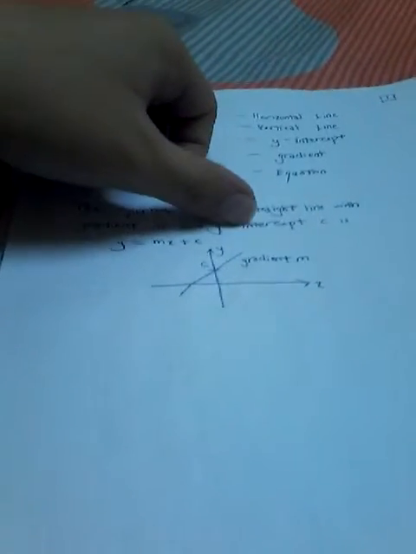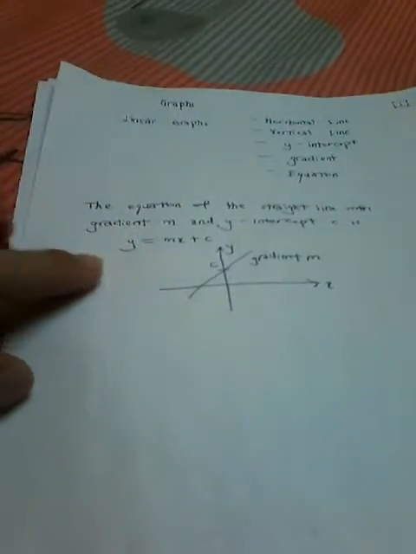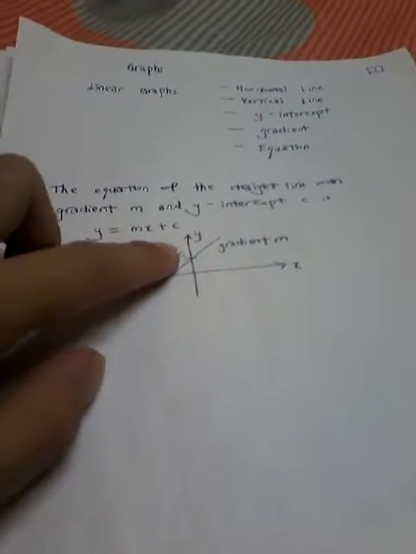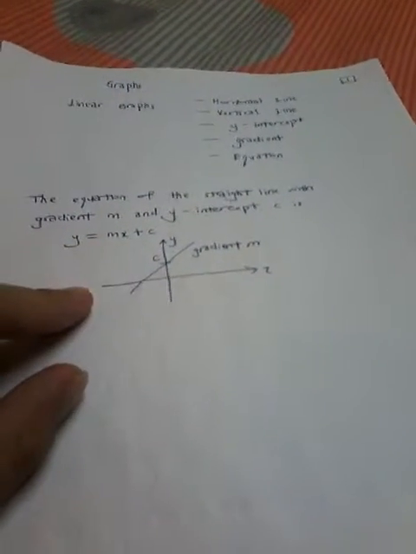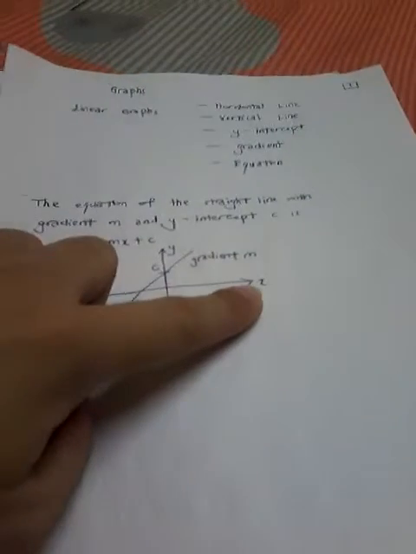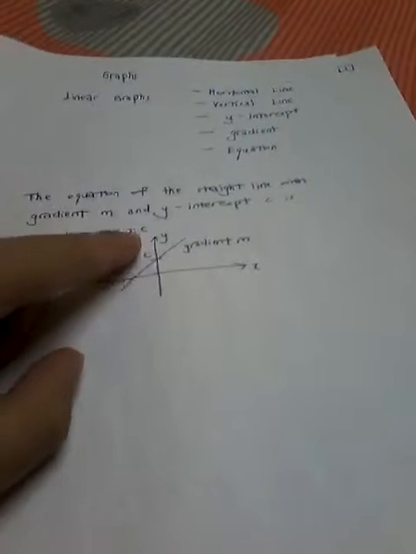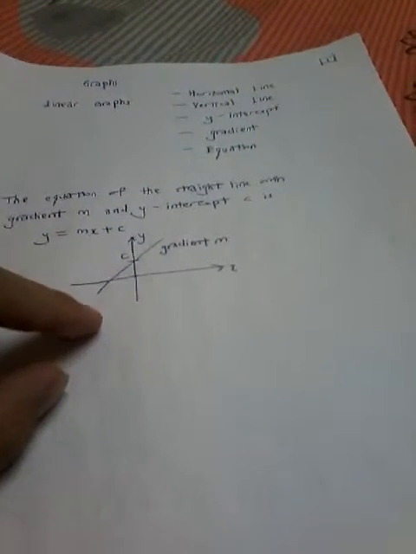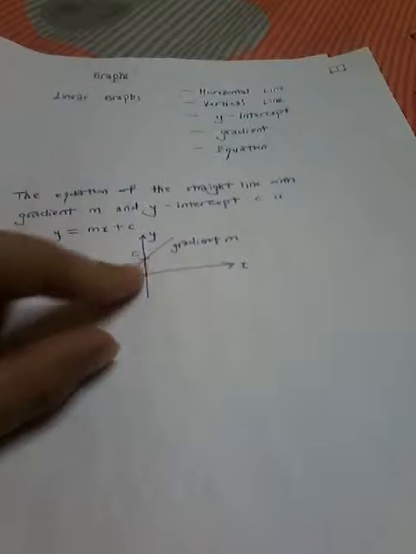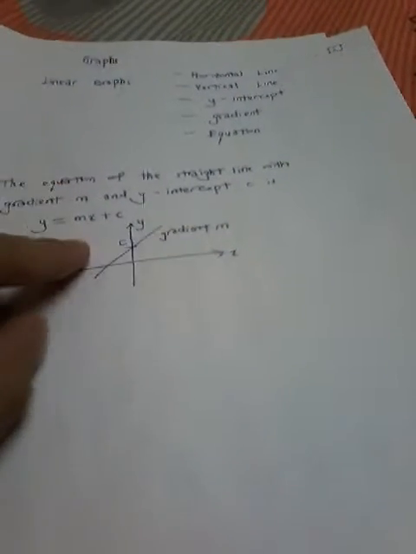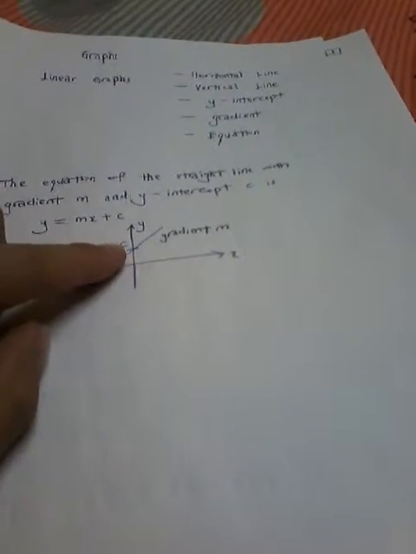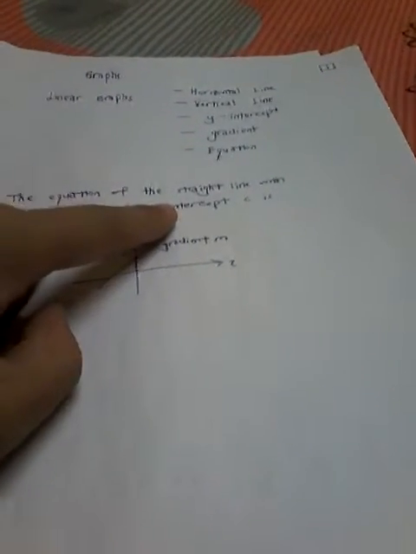The equation of the straight line with gradient m and y-intercept c is given as y equals mx plus c. So this is how you draw the graph. The x-axis is here, the horizontal line. The y-axis is the vertical line. This is the line that we are talking about. The gradient is m and it passes through c. C is the y-intercept.